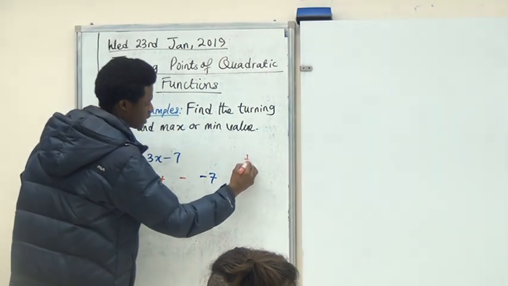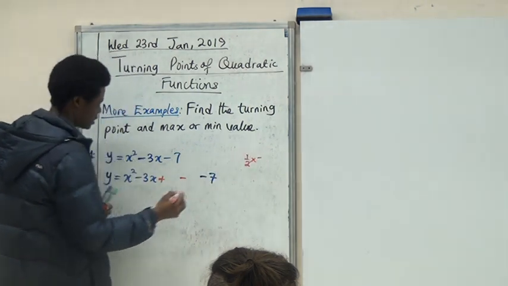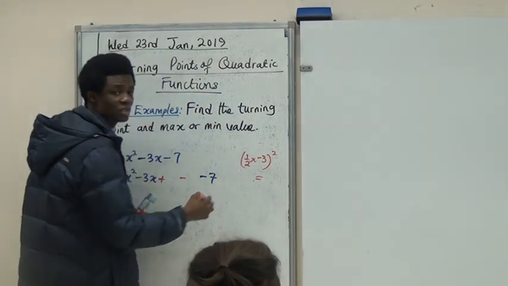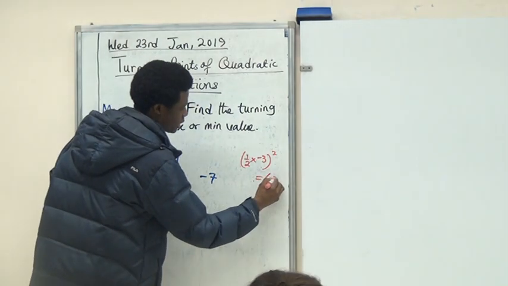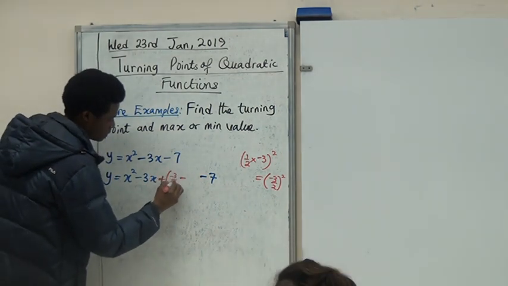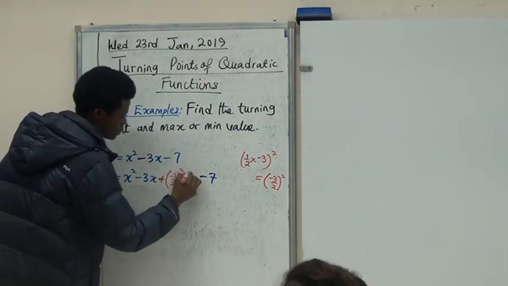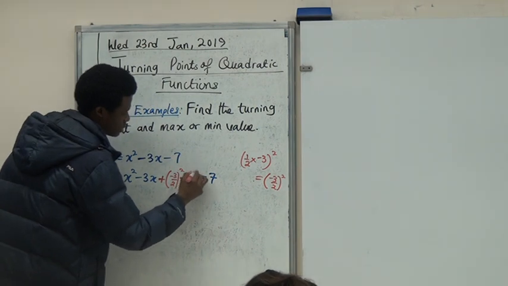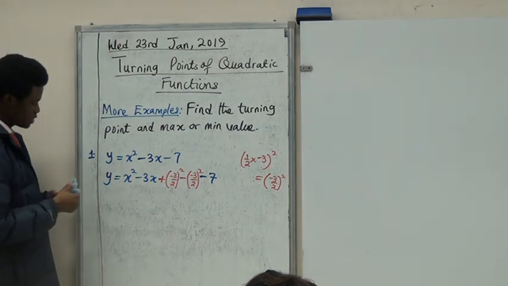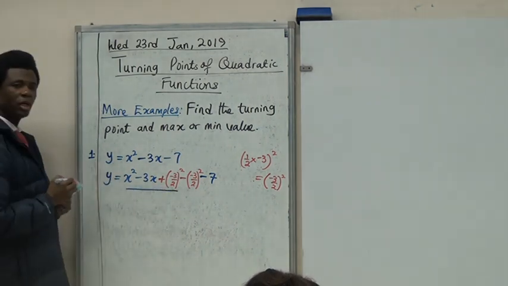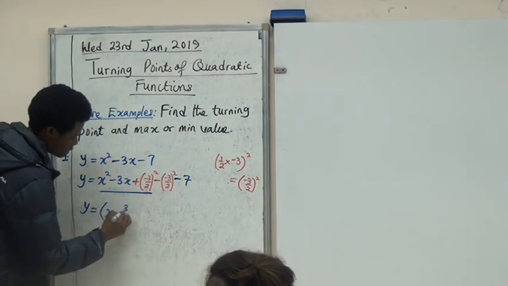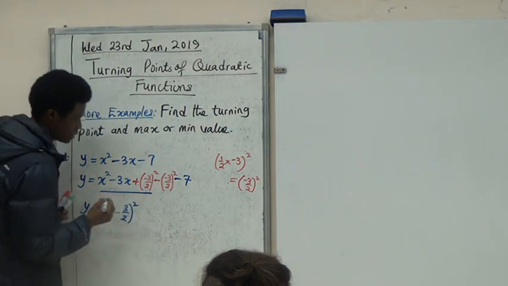Half times negative 3, all squared. Can we divide this? No. So we say negative 3 over 2, squared. We add it and subtract it immediately, so the expression has not changed. The first three terms automatically give us a perfect square. So y equals x minus 3 over 2, all squared.